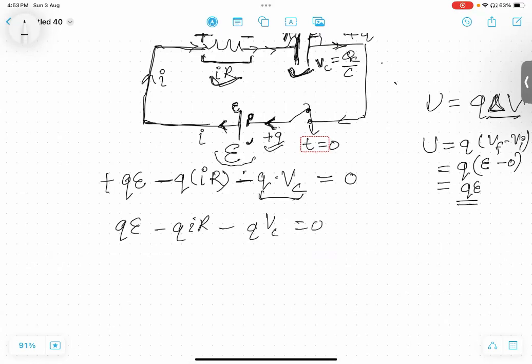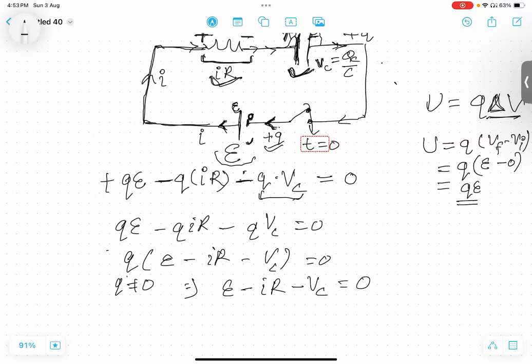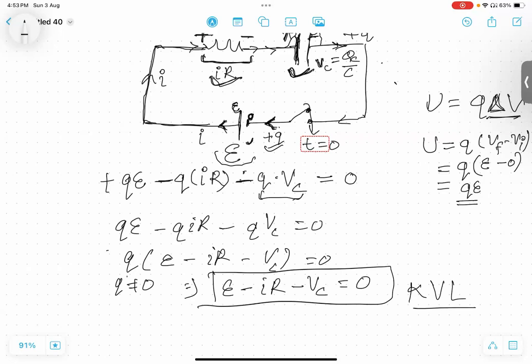If I take Q common, E minus IR minus Vc, equals 0, as Q cannot be equal to 0. Therefore, E minus IR minus Vc equals 0. This is the statement of Kirchhoff's voltage law.